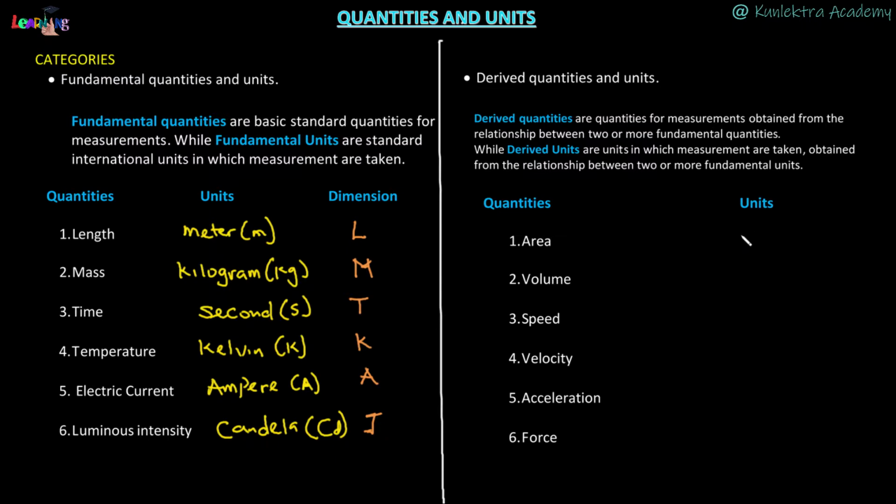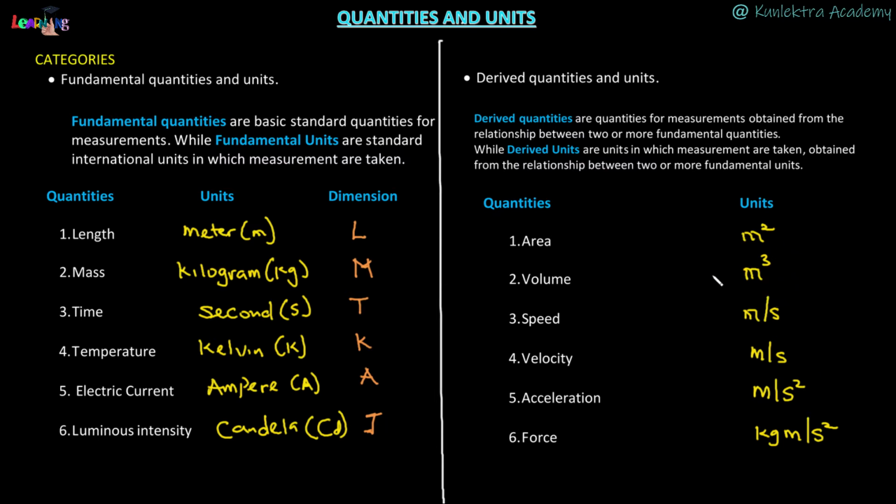Now, the unit of area is meter square. The derived unit of volume is meter cube. The unit of speed is meter per second. The unit of velocity is meter per second. The unit of acceleration is meter per second square. The unit of force is kilogram meter per second square. Now, here is the list of derived units.